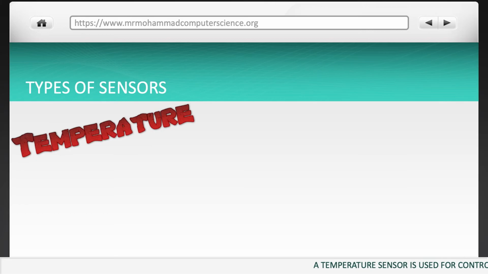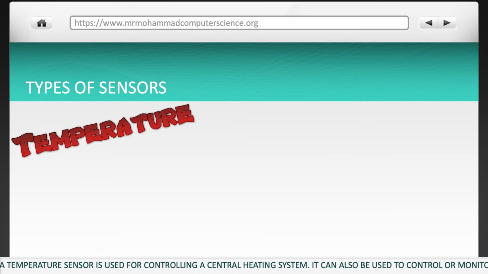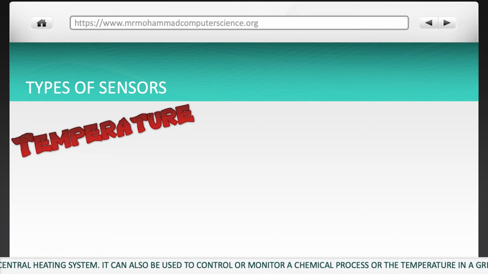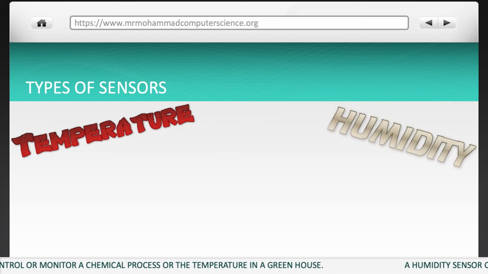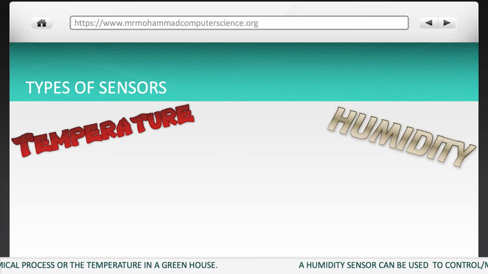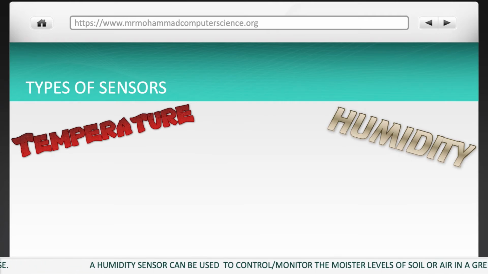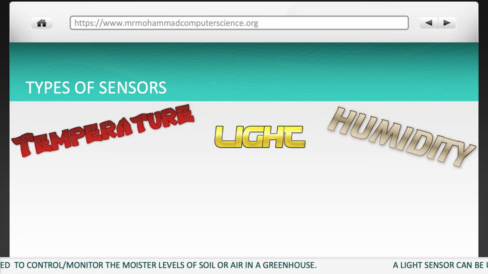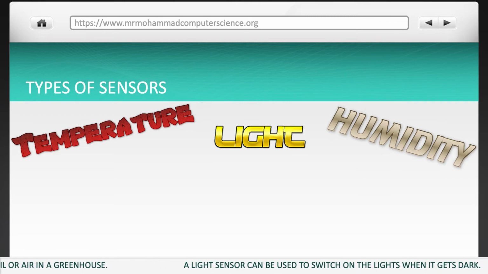So, first of all, a temperature sensor is used for controlling a central heating system. It can also be used to control or monitor a chemical process or even the temperature in a greenhouse. A humidity sensor can be used to control or monitor the humidity or moisture levels of soil or even the air in a greenhouse. A light sensor can be used to switch on the lights when it gets dark.